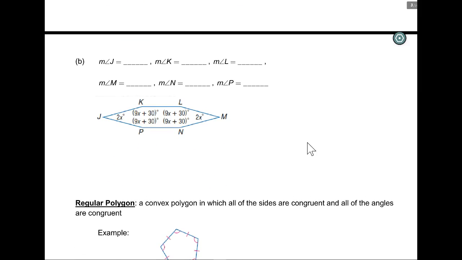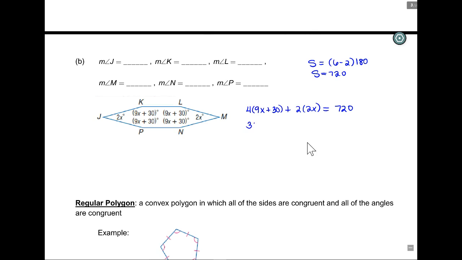Next one. Same idea, but this time we have 1, 2, 3, 4, 5, 6 sides. So just remember the sum is (6 minus 2) times 180, because that's a hexagon. So 4 times 180 is 720. So I know I have all of these angles. Now I have 4 that are all the same. I have 4 angles that are 9x plus 30, and I have 2 angles that are 2x. So all of those combined has to add up to 720.